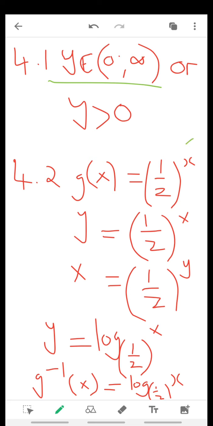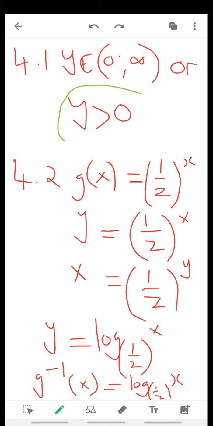So if you are comfortable with this notation here, use it. If you're comfortable with this one here, use it. But these two, they mean one and the same thing. That's why I wrote "or", meaning you don't write both. You choose which one is best for you.